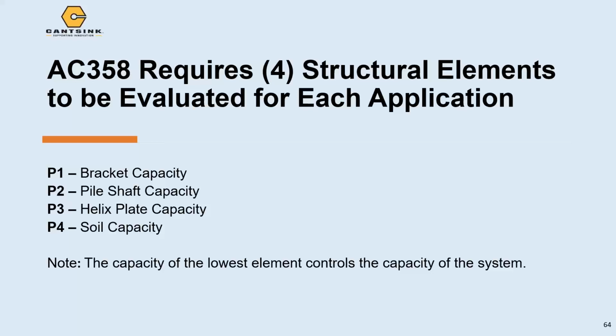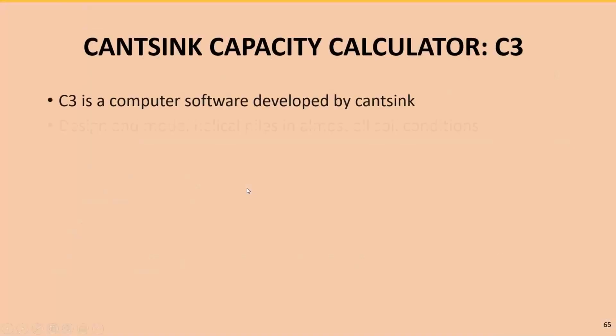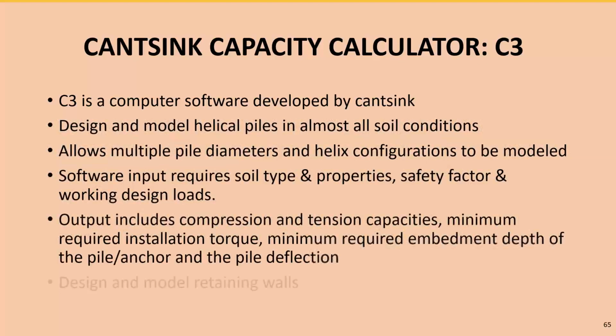Then also the soil capacity. We go to the field and we do it in tension, compression, and lateral, and we come up with the capacity based on that 10% net deflection. These are basically the four structural elements required to be evaluated according to AC 58. And the soil capacity is usually the smallest, so it is the one that controls.